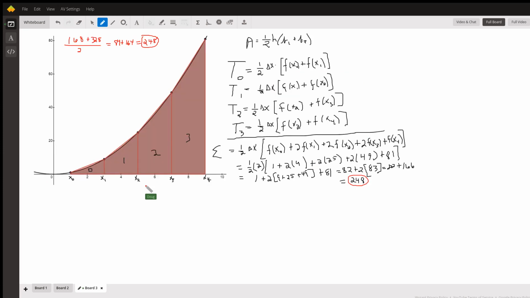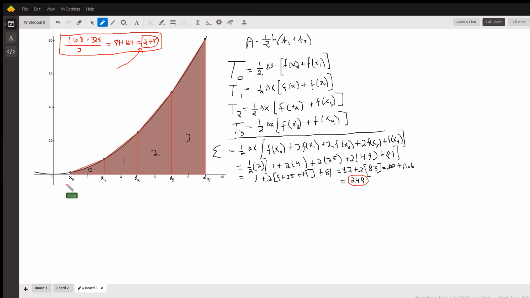If we move to the trapezoidal rule, here's the average of those 2 areas that we just found. So hopefully we're getting 248 as our answer using the trapezoidal rule.